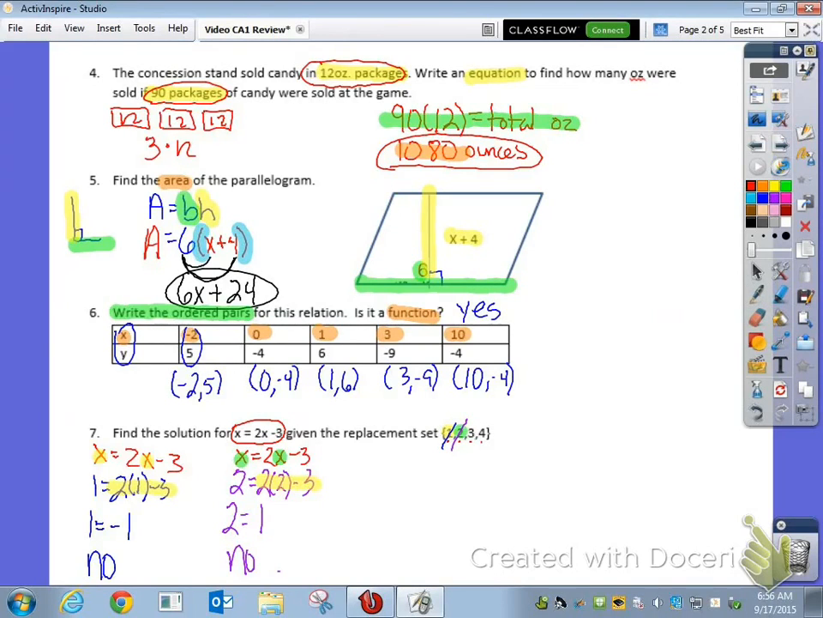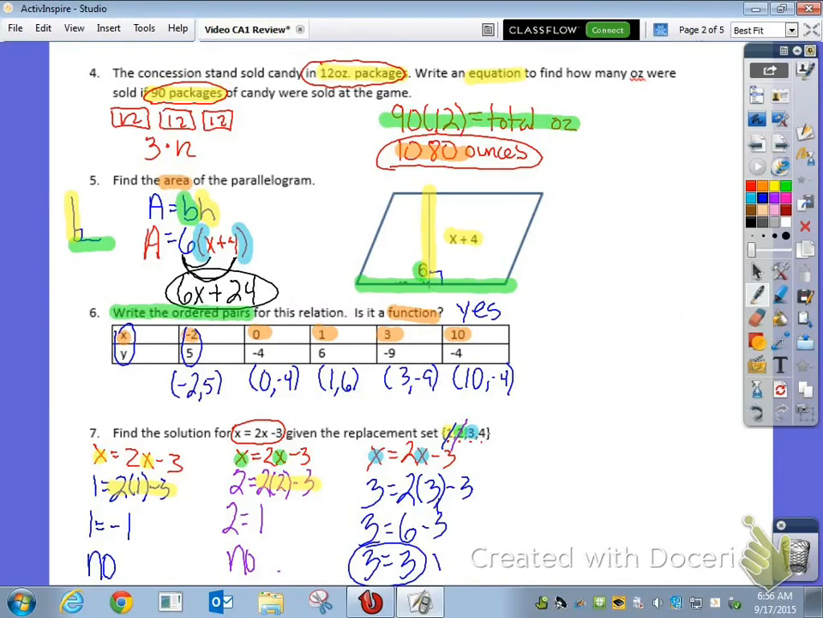So I write my equation again. My original equation, x equals 2x minus 3. My next solution is 3. That's what I'm going to try. So wherever I see an x, I plug in a 3. So I have 3 equals 2 parentheses 3 minus 3. So 3 equals 6 minus 3, which is 3 equals 3.